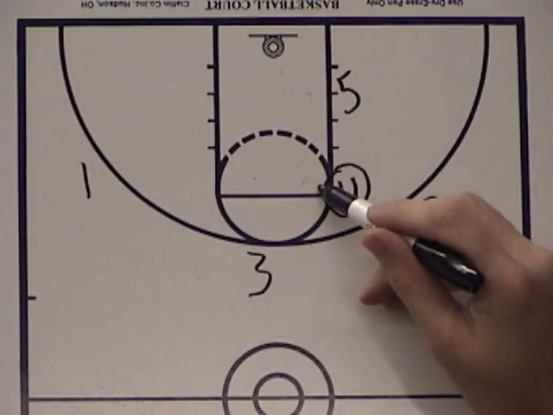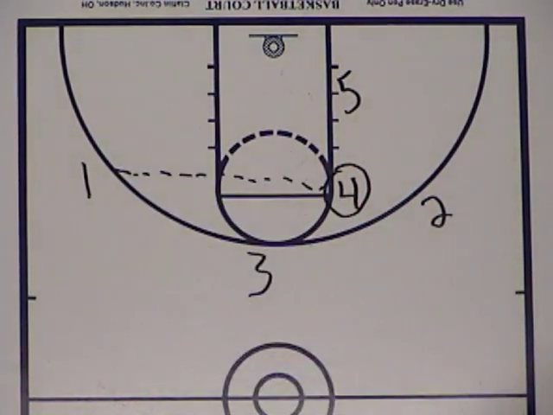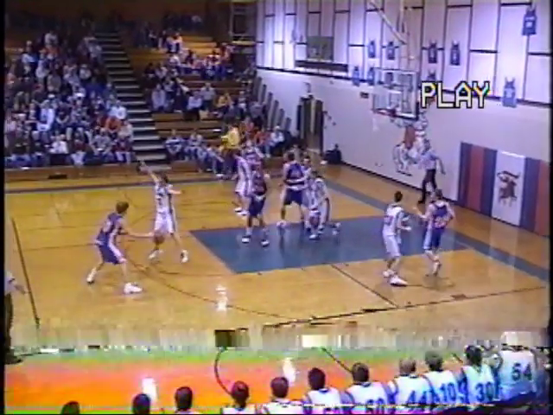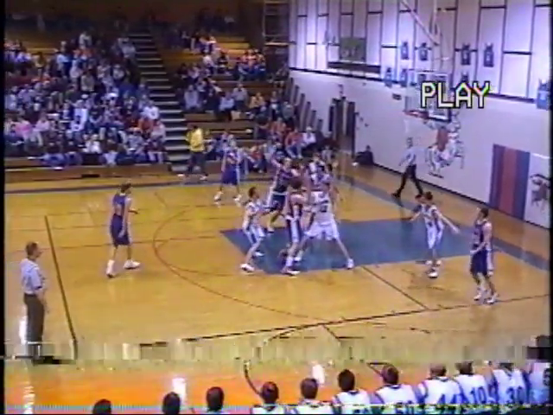Post guy looks for the guards down low, looks to score himself. If he doesn't have either one, he looks to throw it opposite to the other guard on the weak side. Here we throw it to the high post. He looks down low, and the post guy gets down there.